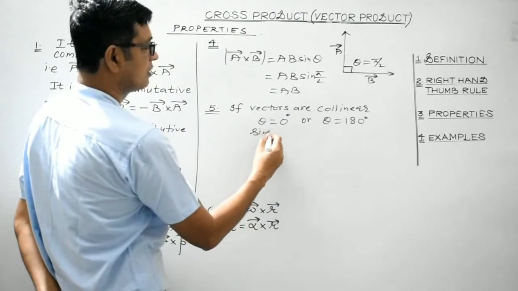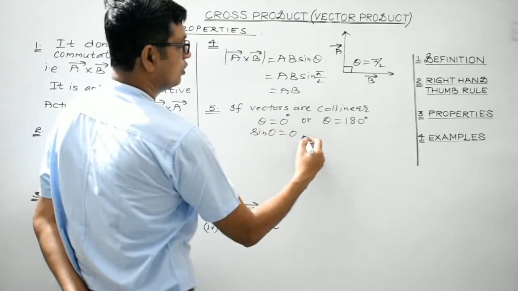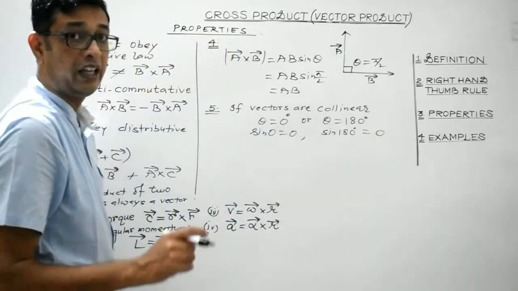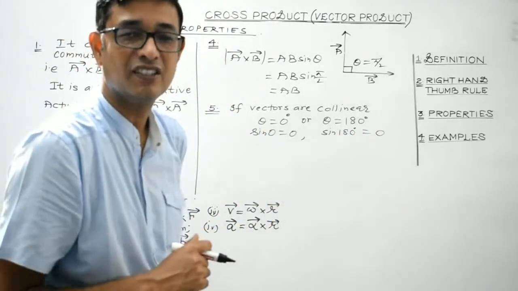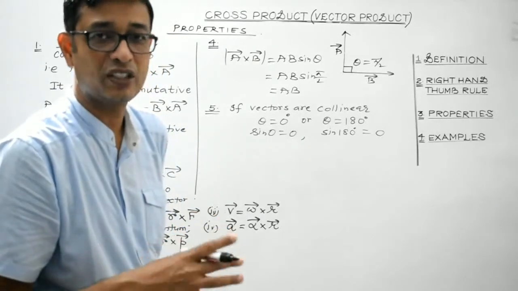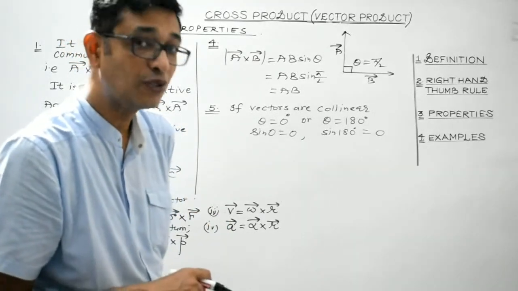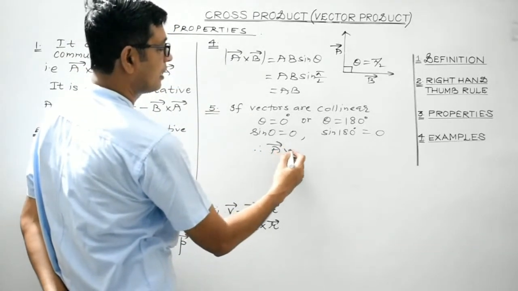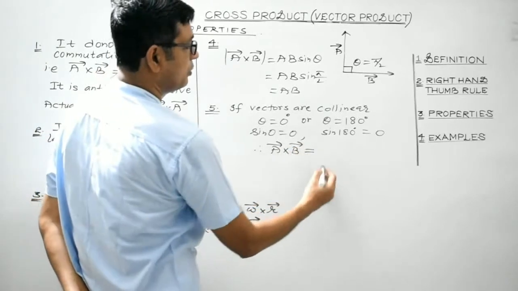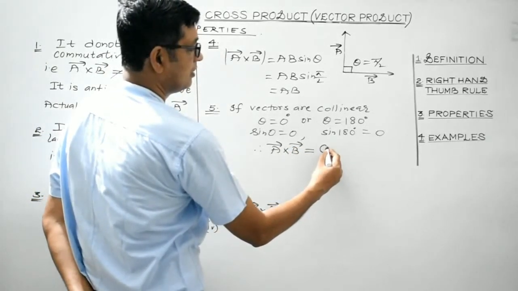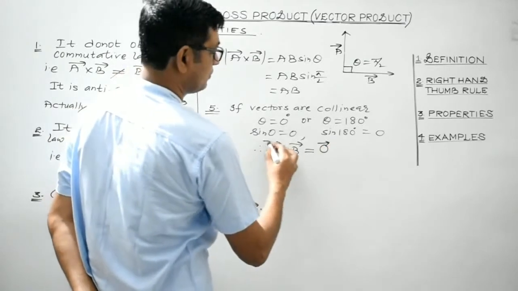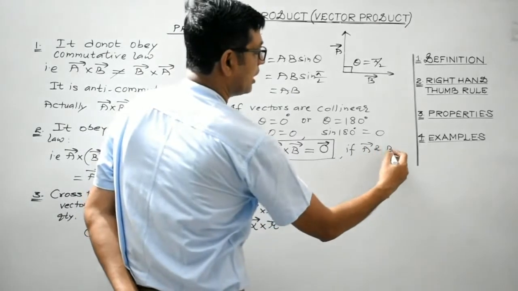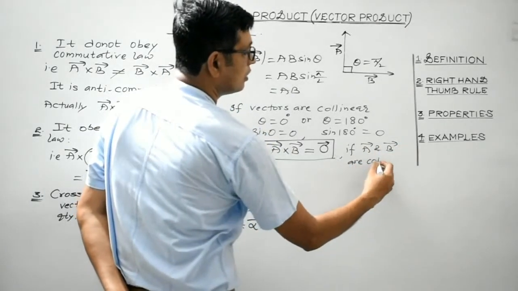In either case, sine 0 is 0, also sine 180 degree is 0. So AB sine theta, if we consider the cross product, then sine 0 is 0, sine 180 is 0, then the cross product of two collinear vectors is always 0. Therefore, A vector cross B vector will be equal to a null vector. Isn't it? It's a null vector, if A vector and B vector are collinear.